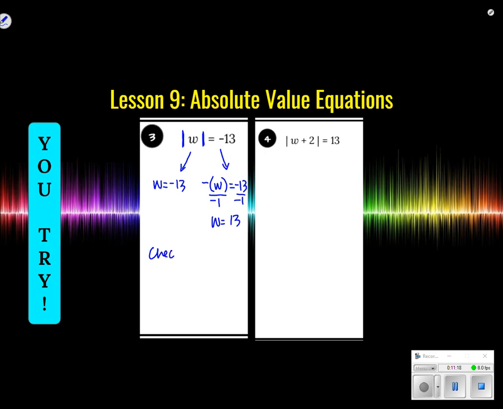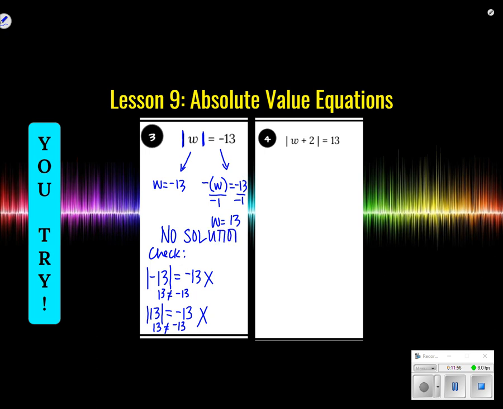So if you do the check, and you go back over here and you go, okay, absolute value of negative 13 equals negative 13. That's not right, because the absolute value of negative 13 should be 13. 13 does not equal negative 13, so you've got to throw it out. Same goes for absolute value of 13. Does that equal negative 13? No. The absolute value of 13 is 13. 13 does not equal negative 13. I should put not equals in there. We have both answers being thrown out. That means that we have no solution.